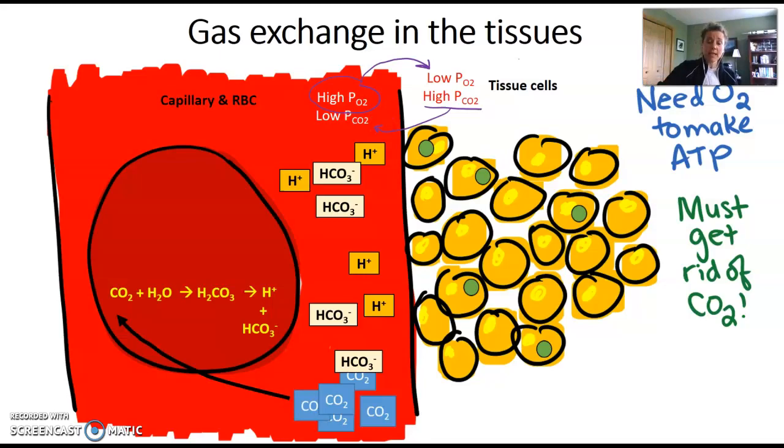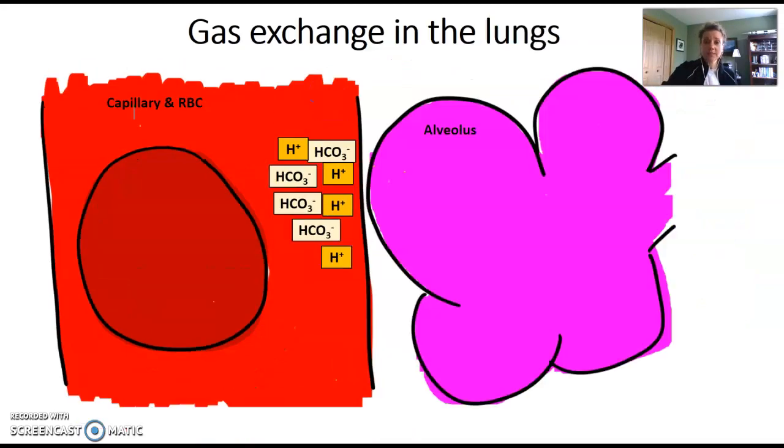Okay, so now what's going to happen is that our carbon dioxide rich blood, or our deoxygenated blood, is now going to be pushed through the body. It's going to return to the heart, and it's going to be pumped out to the lungs. So let's see what happens next.